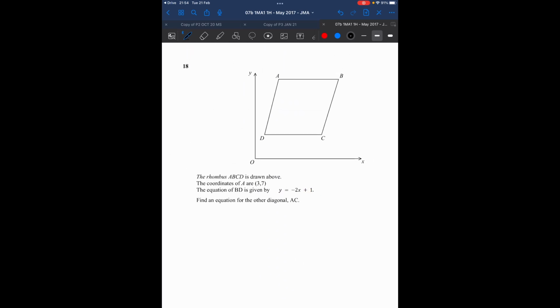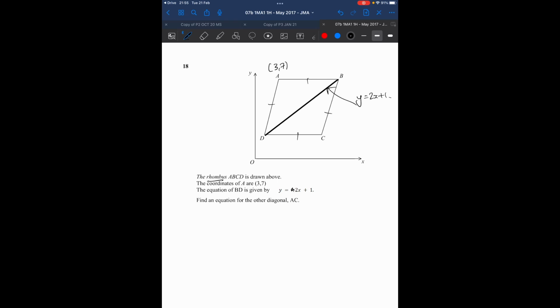Okay, question 18. The rhombus ABCD is drawn above. Rhombus is quite a special shape, isn't it? On a rhombus, all the sides will be the same length, which might be useful. The coordinates of A are 3, 7. The equation of BD, if you say something like BD, it means you're drawing a straight line from one to the other. So the equation of BD is 2x plus 1. So this is y equals 2x plus 1.